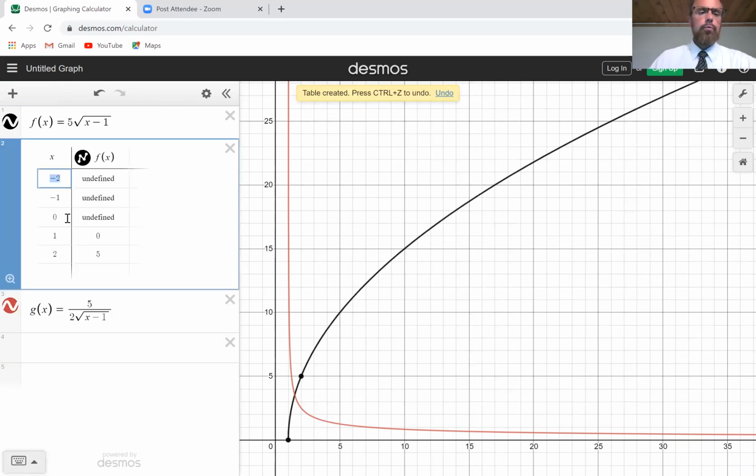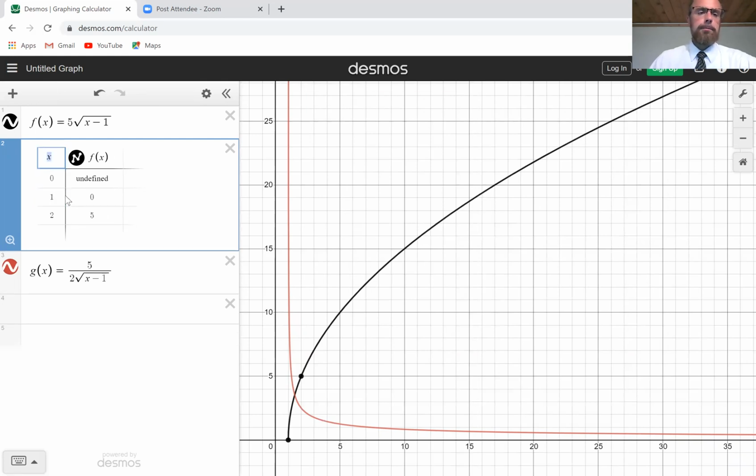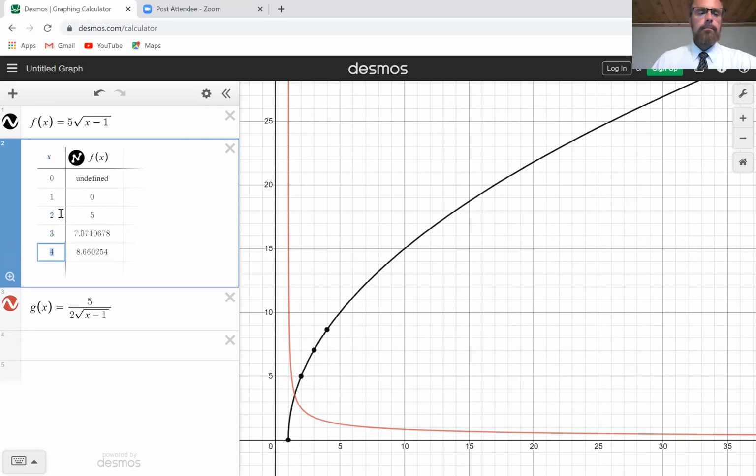And again, I don't want all those values. I don't want -1, -2, because that's extra undefined terms. But I do want to include 3 and 4. So those points show up, and that'll give us a good start to creating this square root curve. The 0 here is at x value of 1, so 1, 0. 2 is at 5, 3 is at 7.07, 4 is at 8.67.